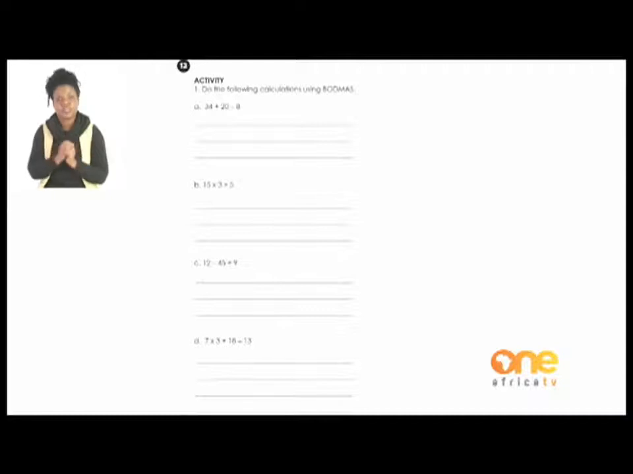It says, do the following calculations using BODMAS. A, 34 plus 20 minus 8. B, 15 times 3 divided by 5. Number C, 12 minus 45 divided by 9. And number D, 7 times 3 plus 18 minus 13.